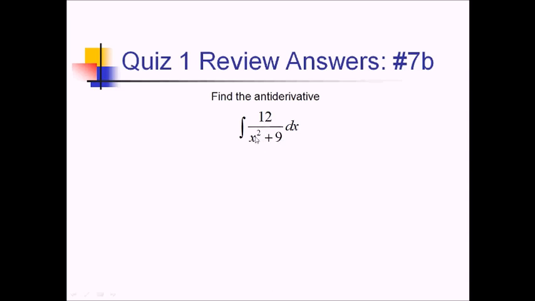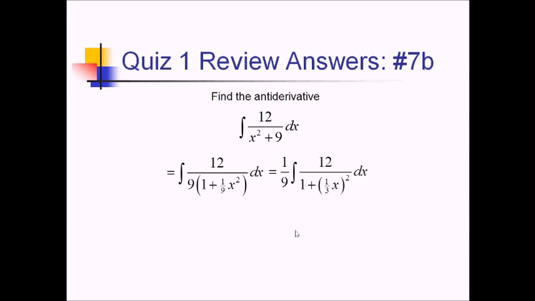So I'm going to write this as 9, and I'm going to switch these around. So I'm going to have 1 plus 1/9 x squared. So I'm going to bring the 12 and the 9 outside here. Or actually, I'll just bring out a 9. And then inside, I'm going to rewrite this as 1/3 x quantity squared. So there we go. This is looking a little bit more arctan-y. Now I'm going to take the antiderivative.